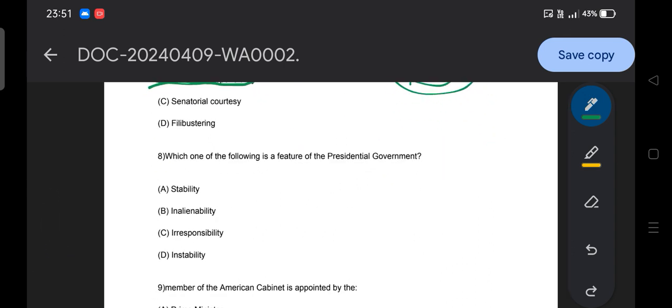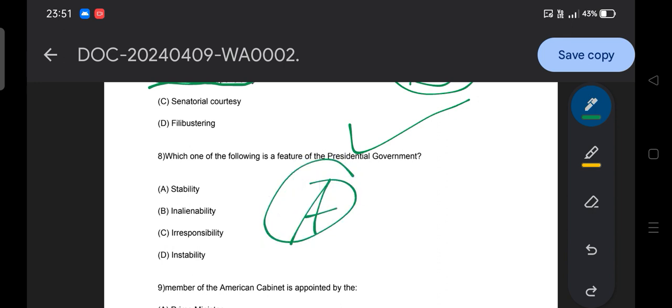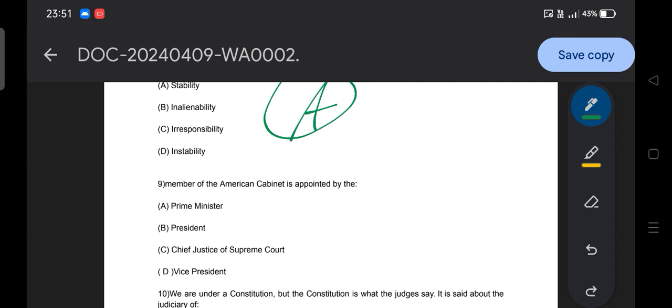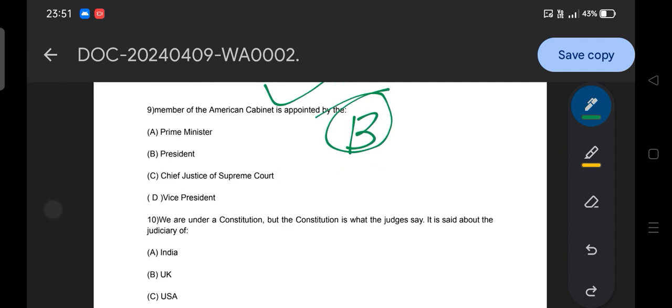Moving to the next question. Which of the following is a feature of the presidential form of government? Obviously the answer is stability, as we all know. Then moving to the next question. Members of the American cabinet are appointed by whom? It's the president. Okay, so it's the president. Members of the cabinet are appointed by the president. Moving to the next question.